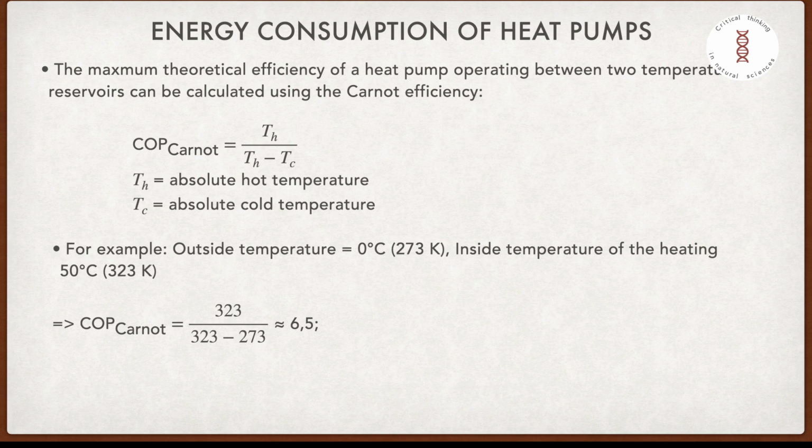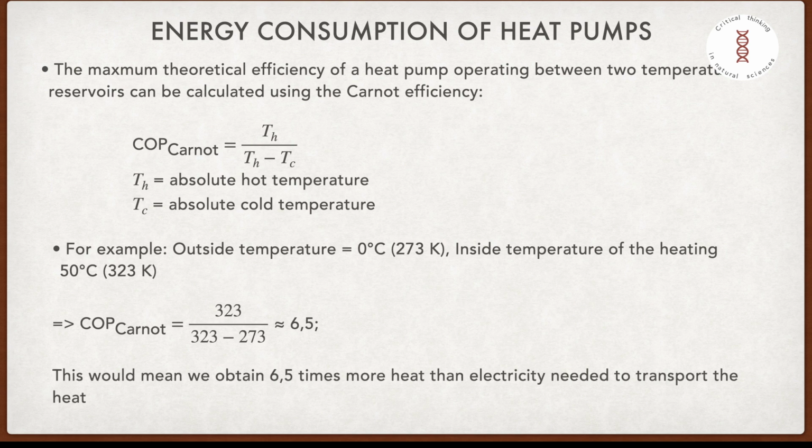The coefficient of performance is then calculated by dividing 323 by the difference of the two temperatures, and this is about 6.5. And this is a factor which is correlated to the electricity. That means that we obtain 6.4 times more heat than electricity needed to transport the heat. And this is a very high value.